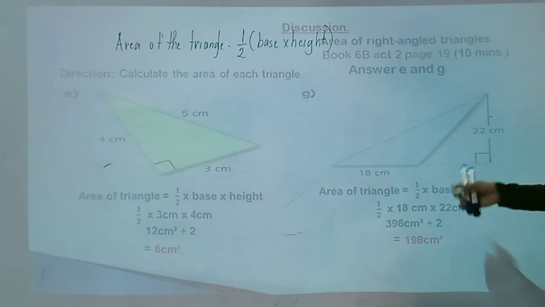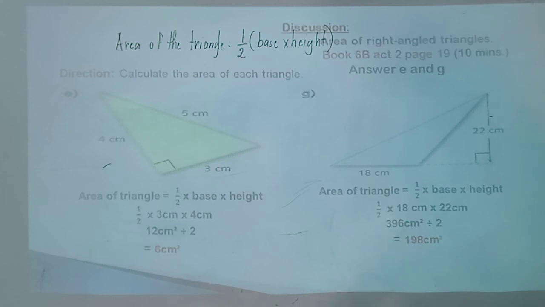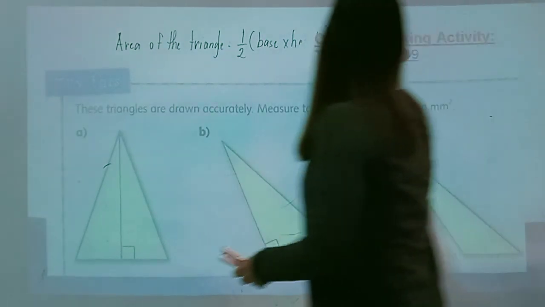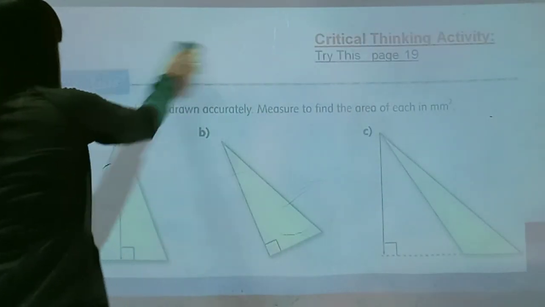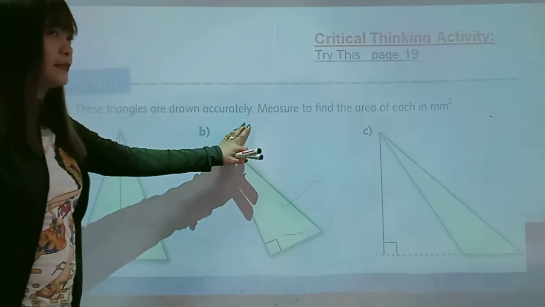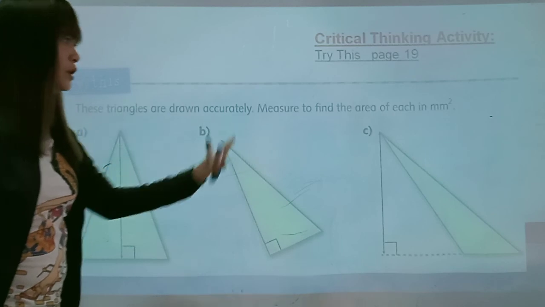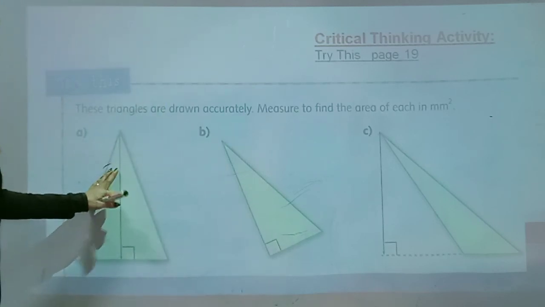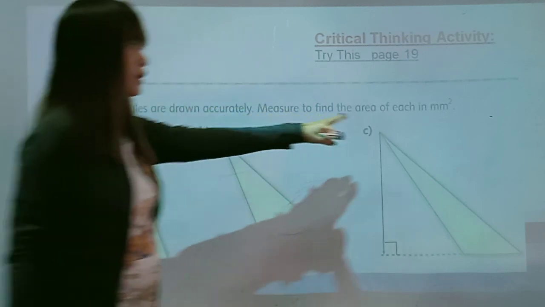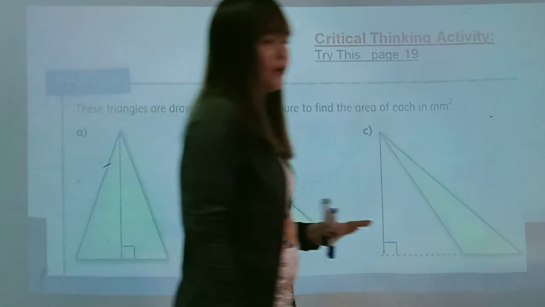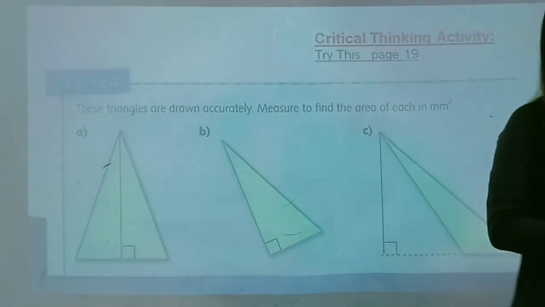Now, class, after our discussion, we are going to answer the next one. Okay, if you don't have any questions, please, I want you to answer the critical thinking questions in your activity notebook. Class, these triangles are drawn accurately. Make sure to find the area of each in millimeters squared. Now, class, you are going to draw this one accurately and make use of the units, which is the millimeter squared. Okay, if you don't have any question, grade 6 class, this is the end of our lessons.